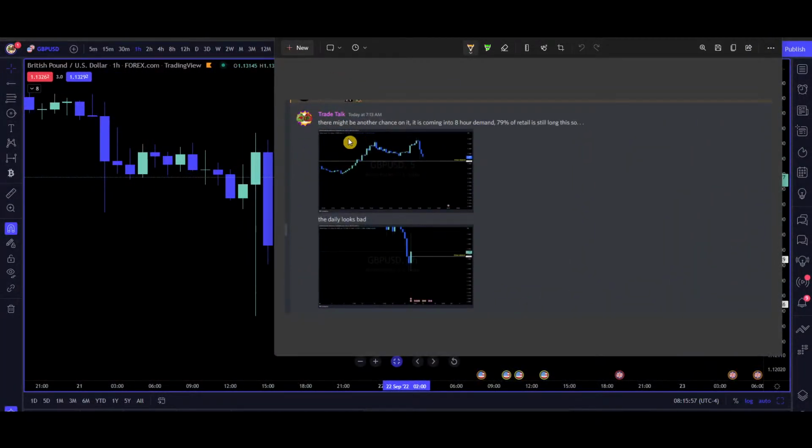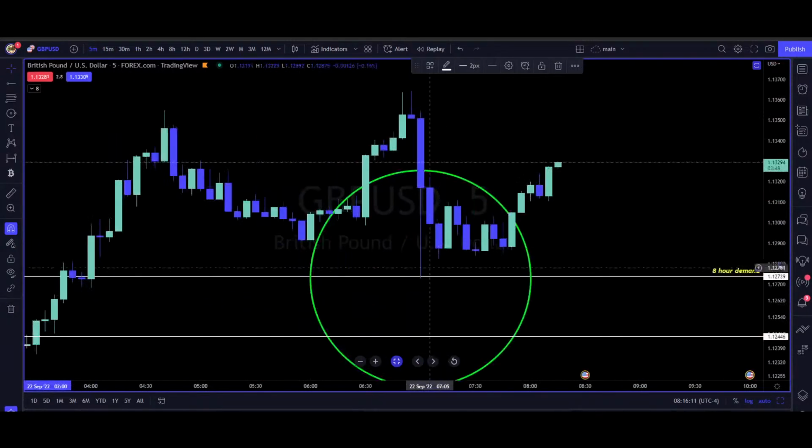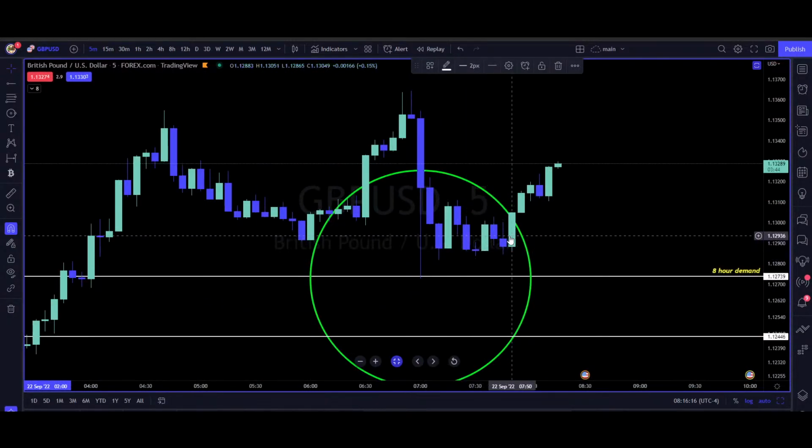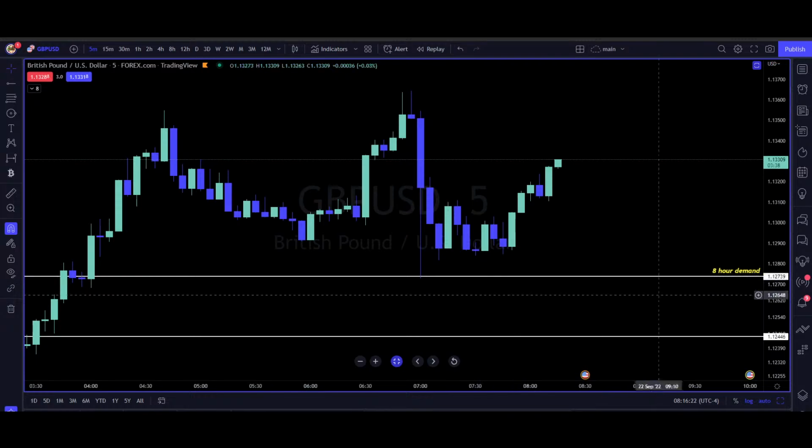This morning inside of the Trade Talk Discord, there might be another chance on it. It is coming into 8-hour demand. By the time I had posted this, you can see the wick there. It had already done that move, and it really did not come back in at all for the test. You can see the 5-minute flattened out here for a good hour, and it didn't come back into it. And that's what we were waiting for, to re-engage this with a potential bullish entry.